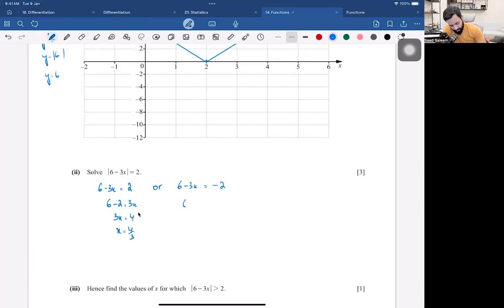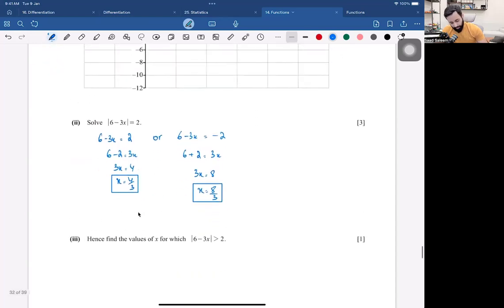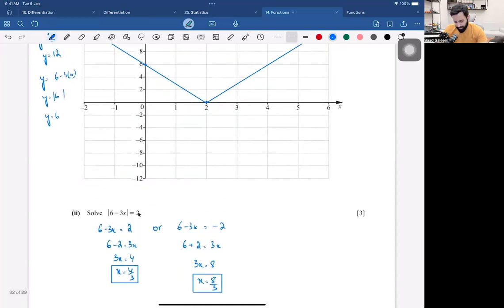That makes sense. Our graph confirms that the point of intersection should be somewhere in between 1 and 2. And next is 3x equals 8. So that means x is equal to 8 upon 3. And that also makes total sense. 8 upon 3 is 2.666. Yeah, so that's also somewhere in between 2 and 3. Okay, so we have the points of intersection.